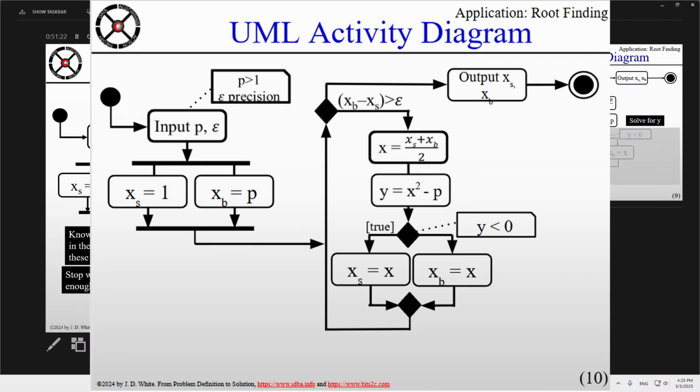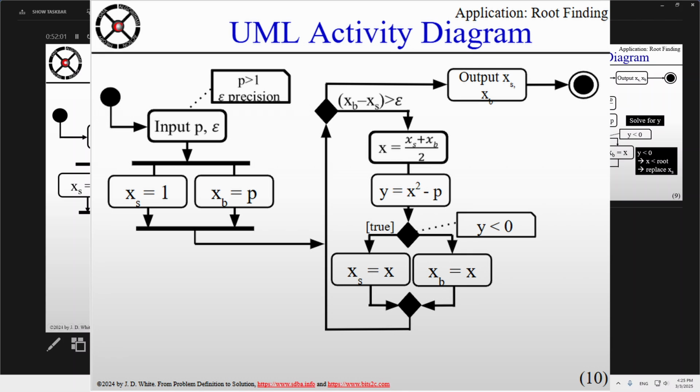Within my loop, I first halve the range to make my first guess: xs plus xb over 2. To do my guess, I'm going to guess halfway between the two. I solve for y. What is x squared minus p? Is x squared minus p less than 0? If it's less than 0, then x is too small. So I can put the value of x into the container xs.